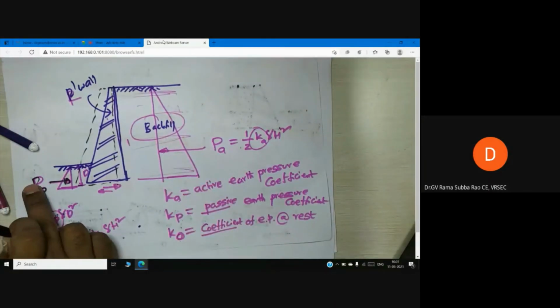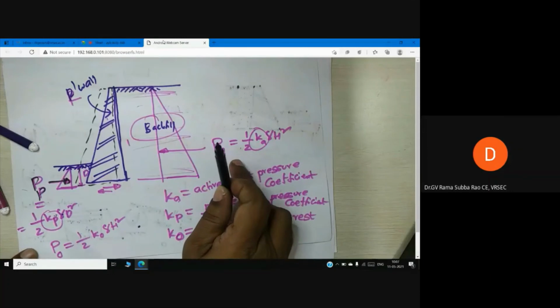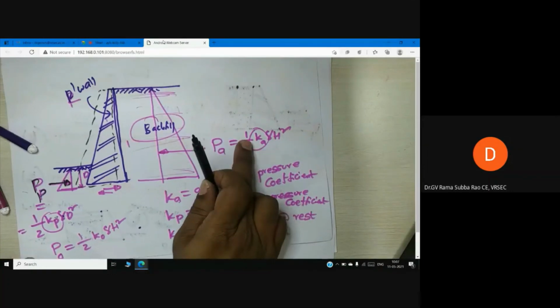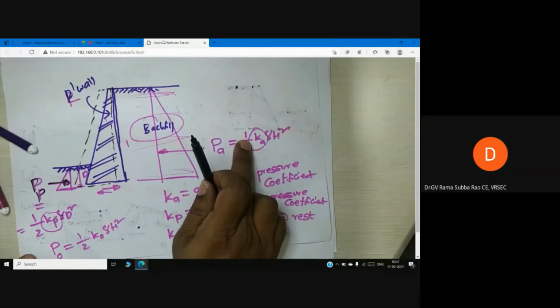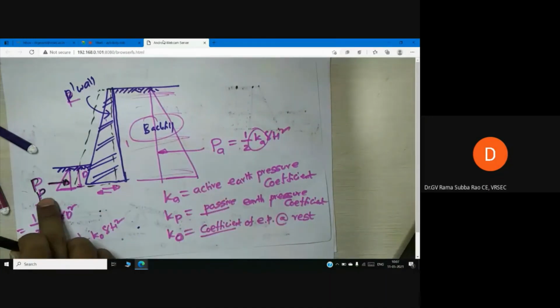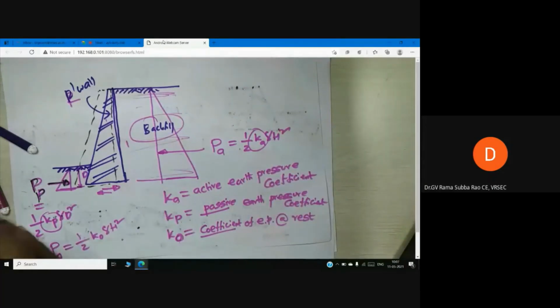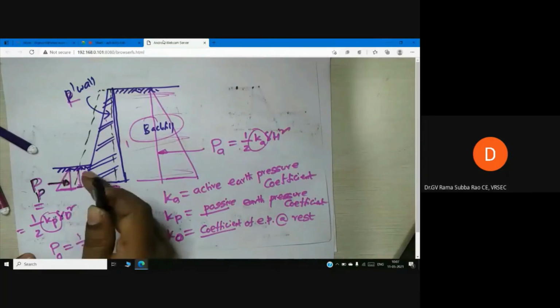One is, what I say, the driving force. Active force is a driving force, the destabilizing force. Passive force is the stabilizing force. So your active force should be balanced with passive force for the stable design of an earth retaining structure, like a retaining wall.